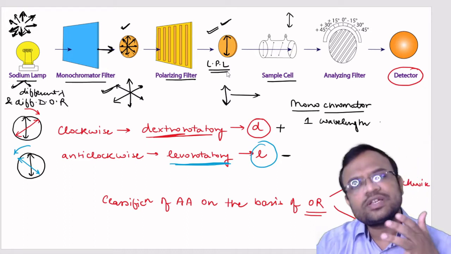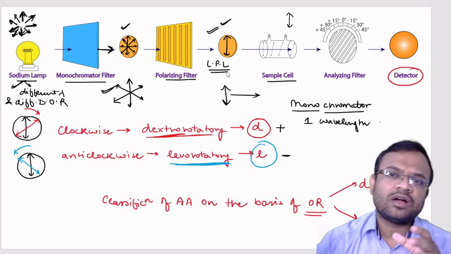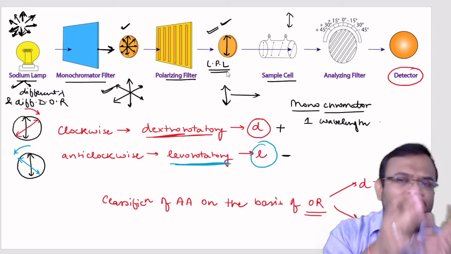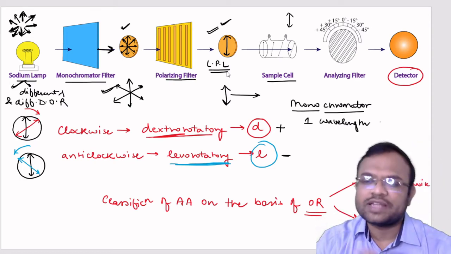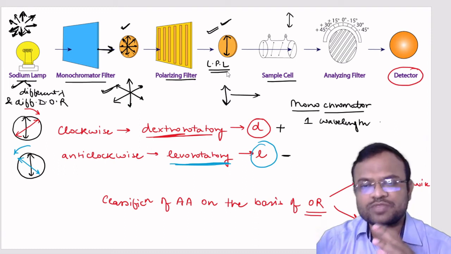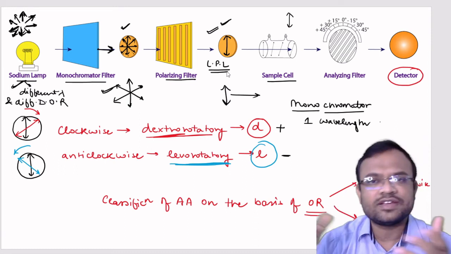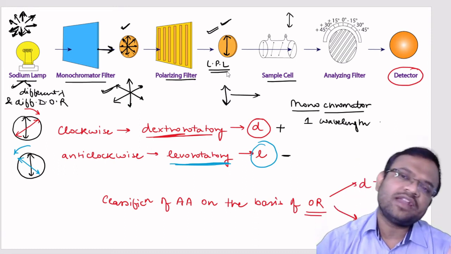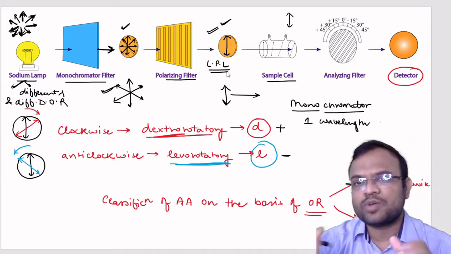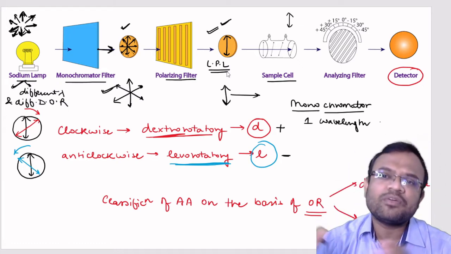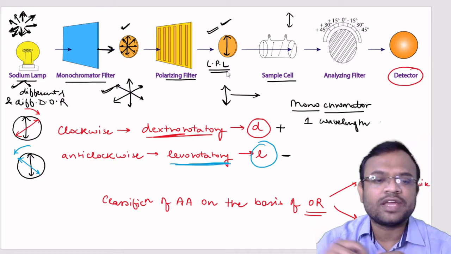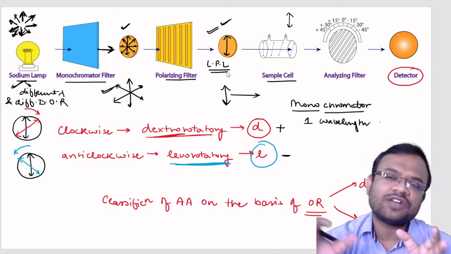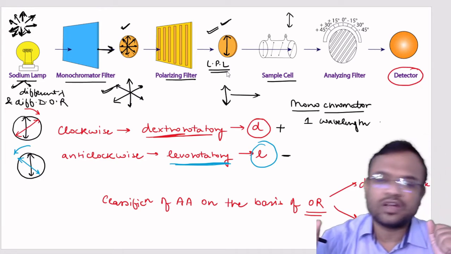Now if the amino acid solution is glycine, it will not rotate the plane polarized light. I believe you would have understood this, because it is not chiral. It is achiral. If it is achiral, it will not have any optical rotation properties. But apart from glycine, if you use any other amino acid, then what will happen? There are chances that you can see some optical rotation.